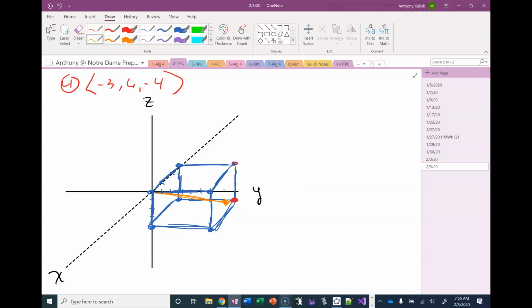When you draw the vector, you're going from, in this case, the point 0, 0, 0 to the point -3, 6, -4. So again, to figure that out, this is the point -3, 6. When I project that down, it's going to be the one that's kind of attached to it in the z direction. Does that make sense?